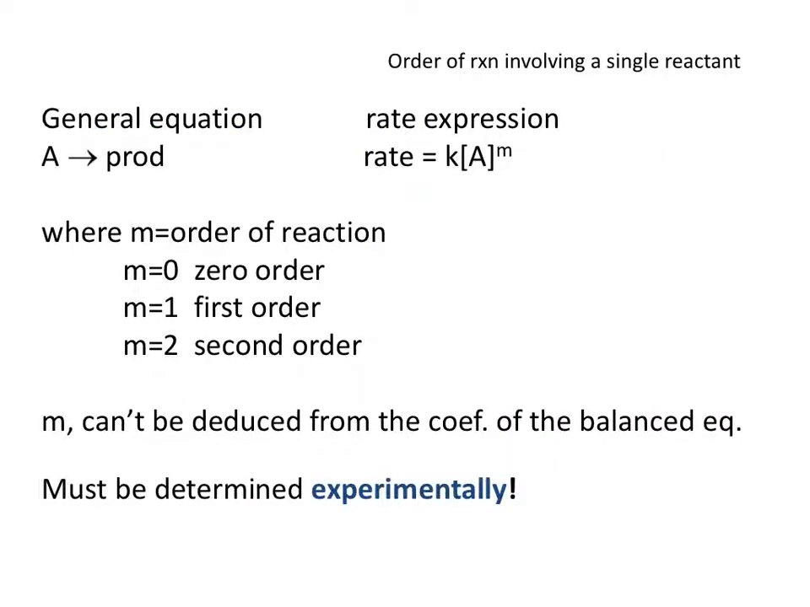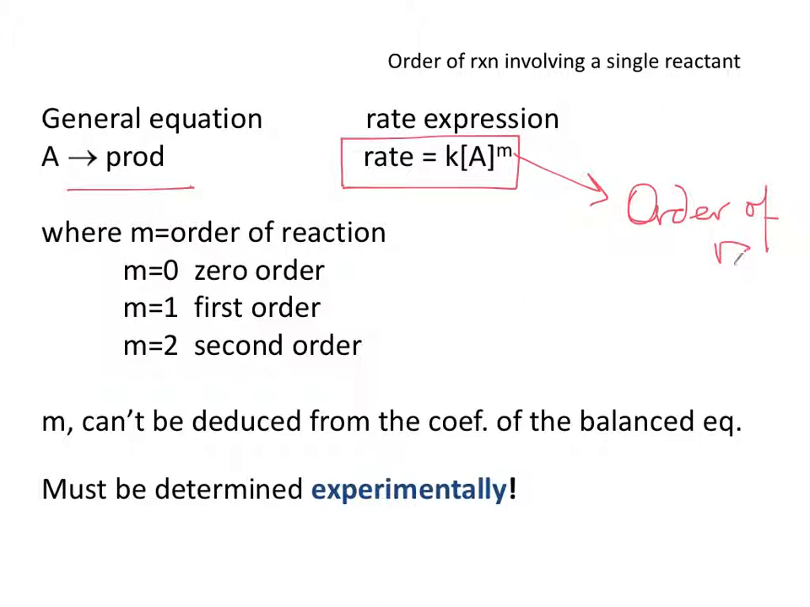So again, for any reaction, A giving you products, we have written that rate is equal to K times A to the power of M. M is what is called the order of the reaction. And this is what is going to decide how the rate is going to change each time the concentration of A varies. What I mean by that is, if you double the concentration of A, does the rate become doubled? Does it become quadrupled? Does it become 8 times, 16 times, whatever the case may be? Or maybe it doesn't change at all. That's a possibility too.